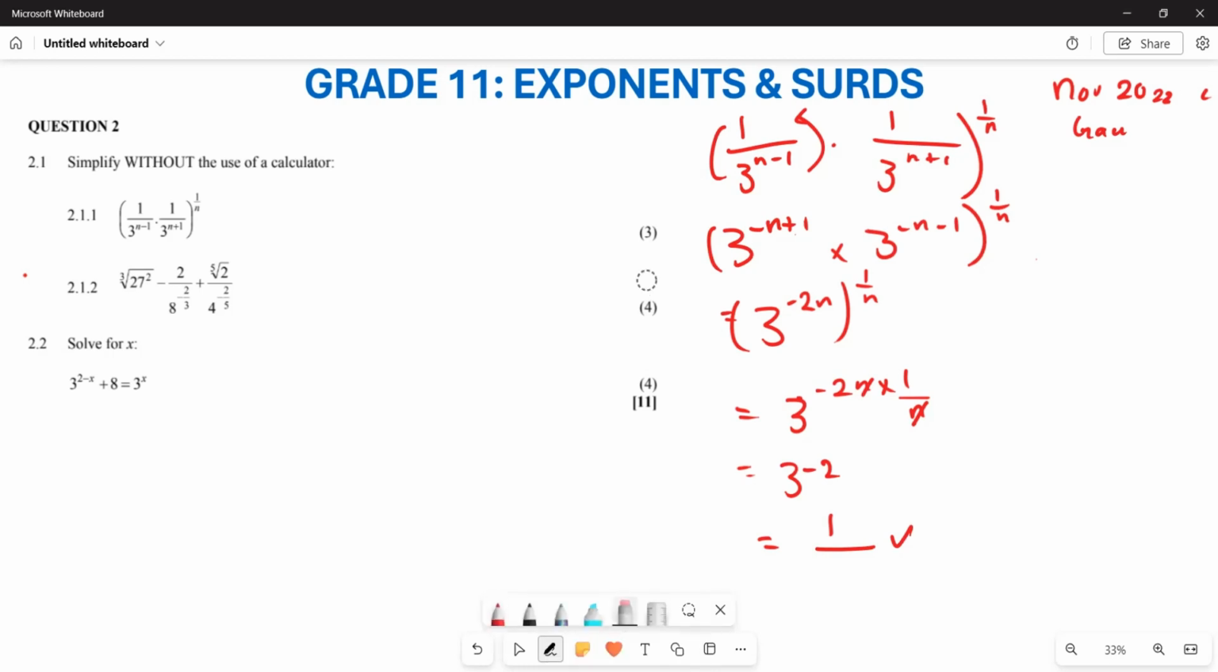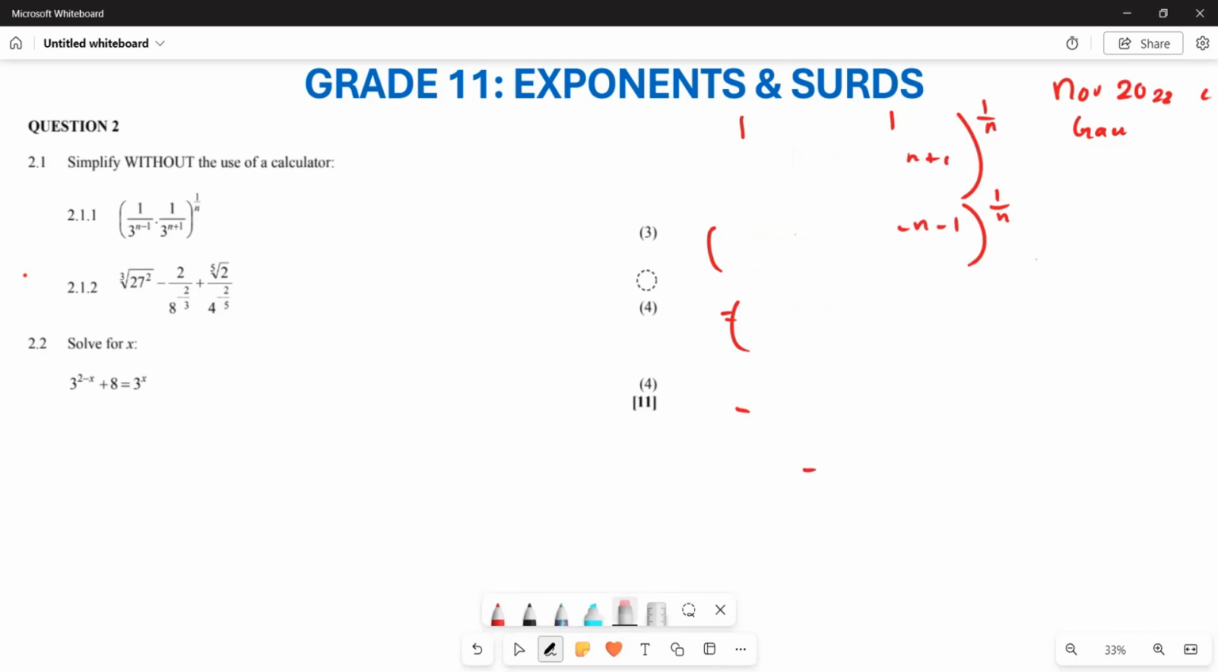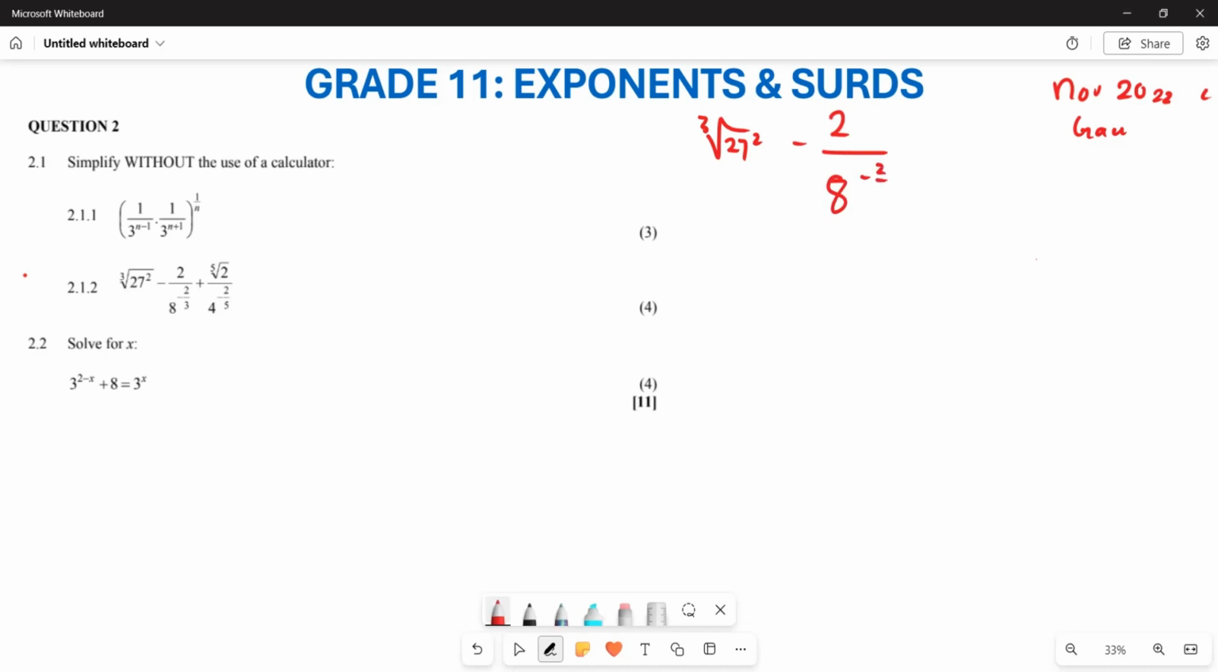Now let's move to the second question. Look, this one, I know most of you are looking at this and thinking, what is this now? Let's see what you can do on this one. You have the cube root of 27 squared, subtract 8 to the power of negative 2 over 3, plus the fifth root of 4 to the power of negative 2 over 5. Okay, so basically, this is what you are given.